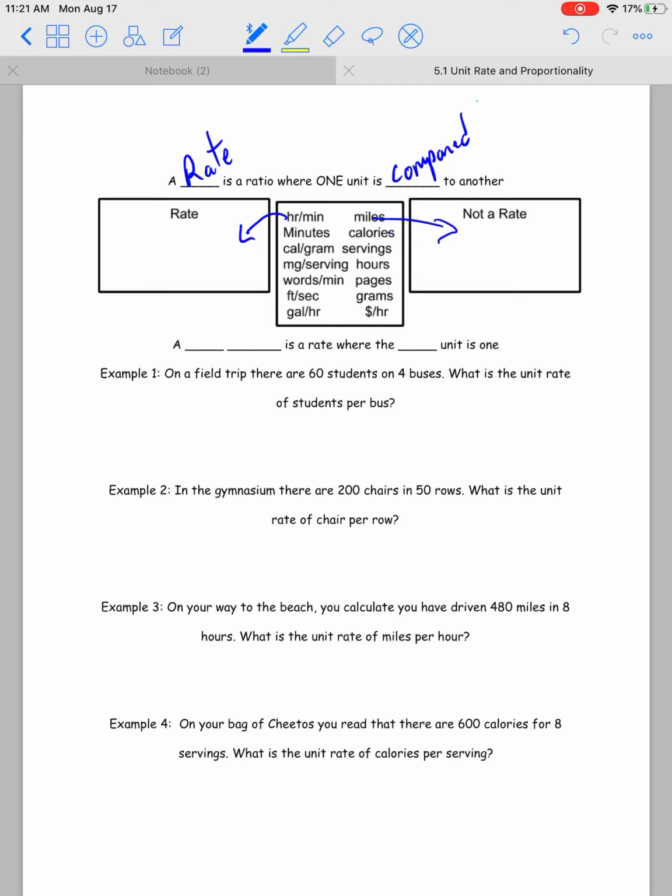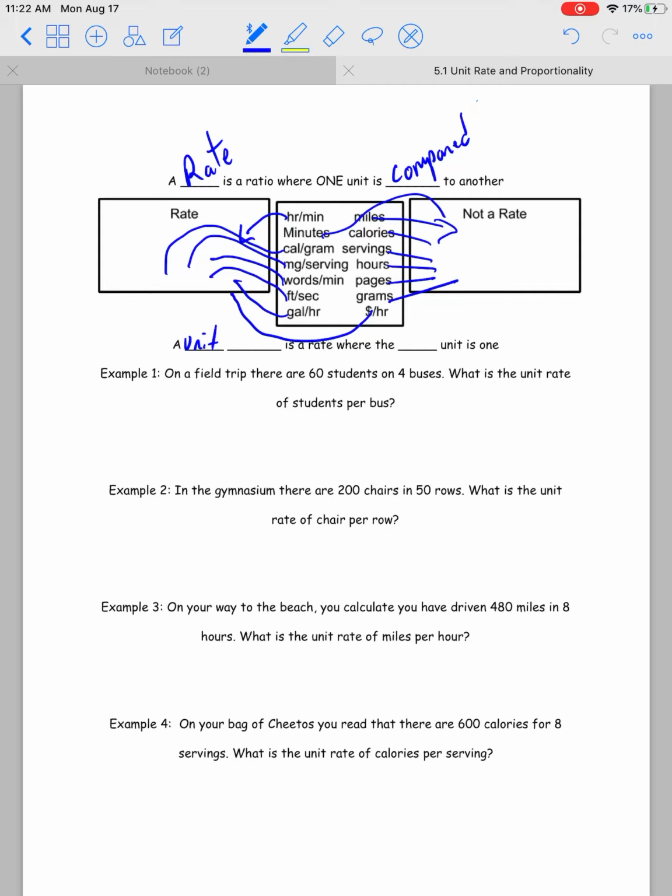Calories. It's a singular word. It's not comparing anything. Calories, servings, hour, pages, grams. None of those are comparing anything. Even this minutes here. But dollars per hour, gallons per hour, feet per second, words per minute, milligrams per serving, calories per gram. Those are all rates. They're all comparing one unit to another unit.